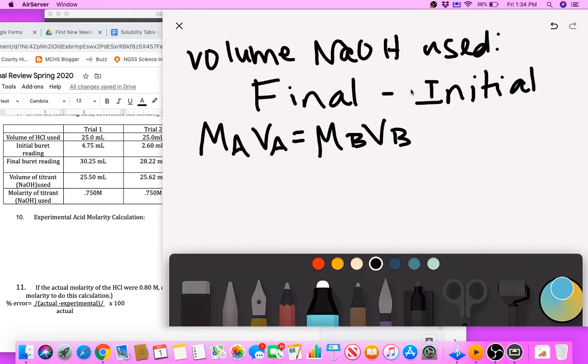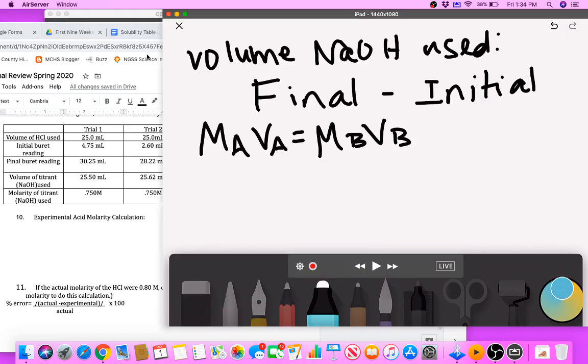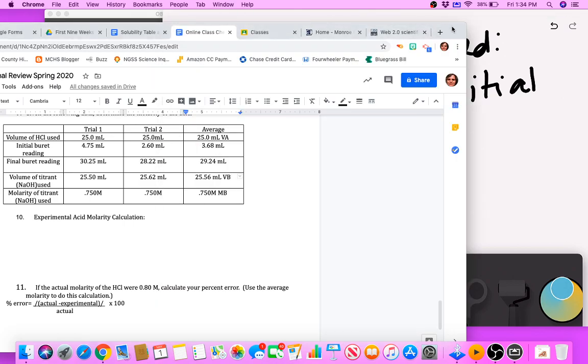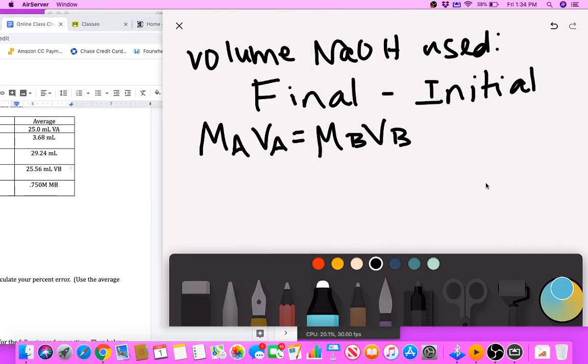So let's go ahead and substitute our numbers in, and of course I can't see it. So I'm going to move it over a little bit more so I can see it while we're substituting. So again, our MA is what we're solving for. Our VA, we said, is this right here, the 25.0.